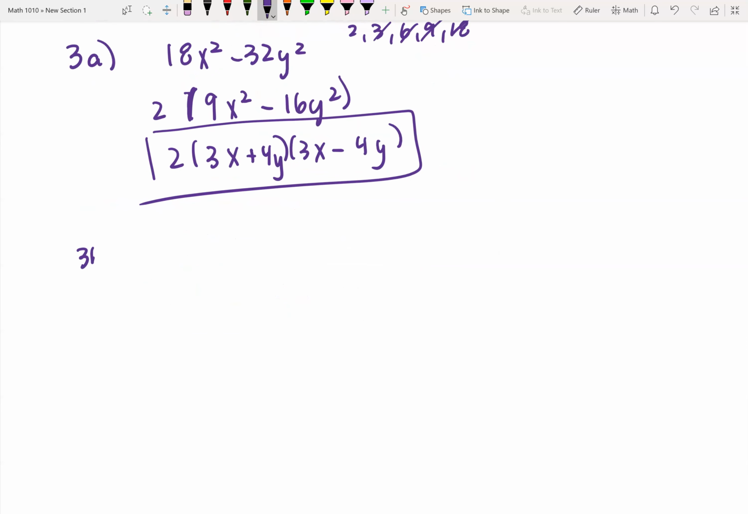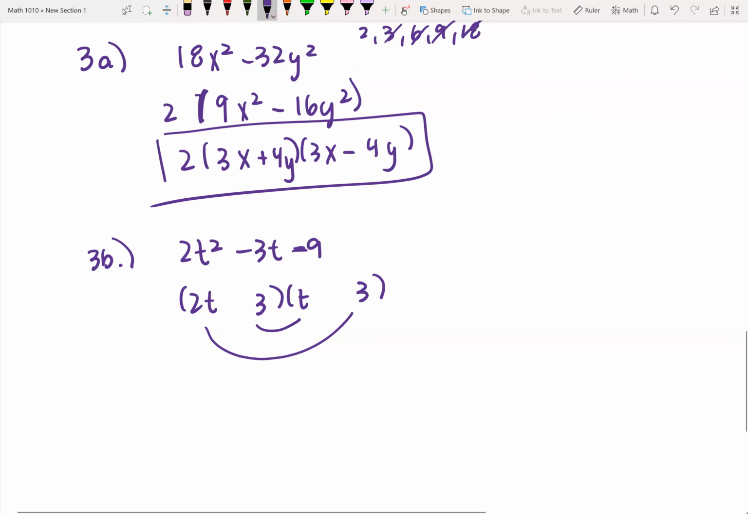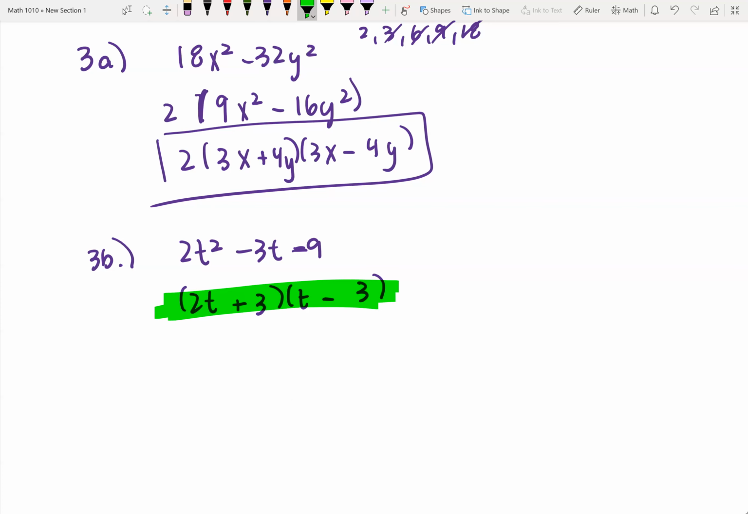Here is 3b. Factor into prime factors, which just means factor completely. So the 2t to the second goes to a 2t and a plain t. The 9 I would think was going to go to a 3 and a 3. That gives me 6 and 3, which subtracts to give me 3. So it totally works. The biggest needs to be that sign. The biggest is the 3, so it's the negative. The other one's a positive, and that's my answer right there.